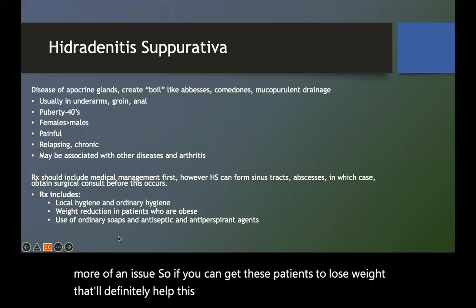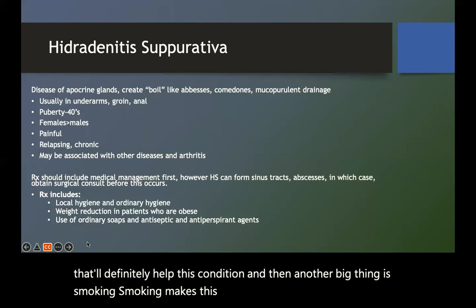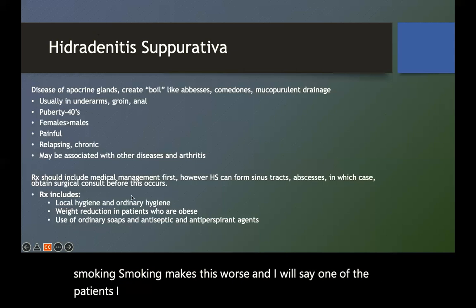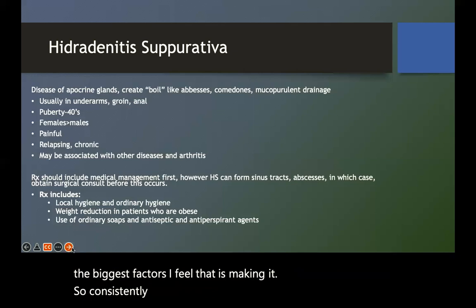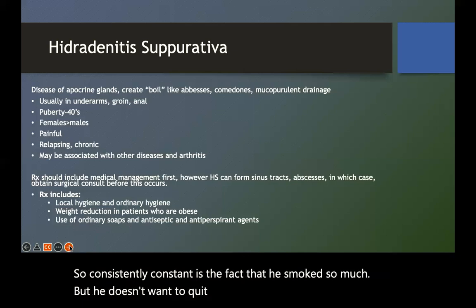And then another big thing is smoking. Smoking makes this worse. And I will say, one of the patients I have who has this particular condition, one of the biggest factors I feel is making it so consistently constant is the fact that he smokes so much. But he doesn't want to quit. So this is what he has to live with.